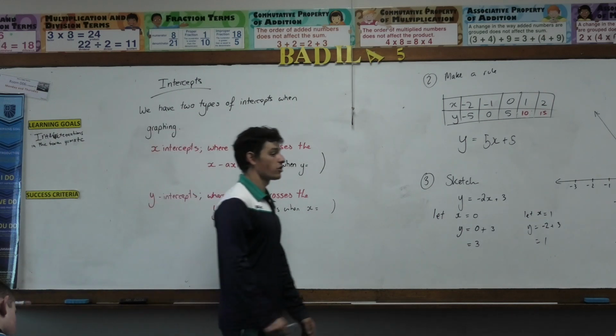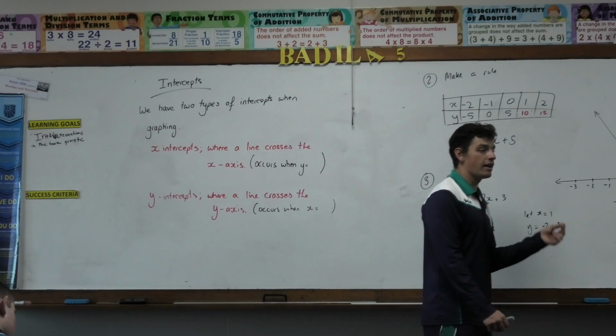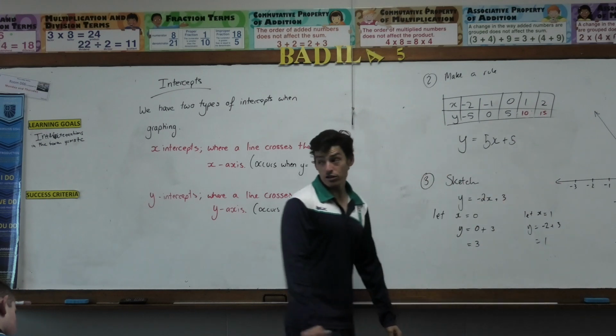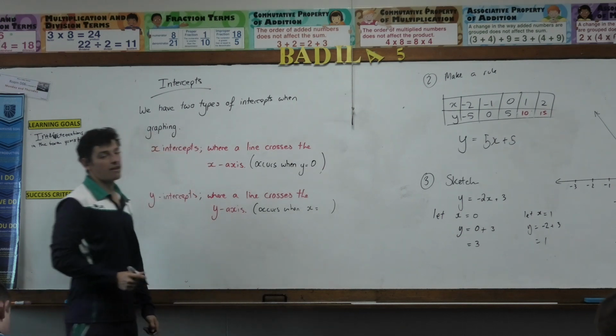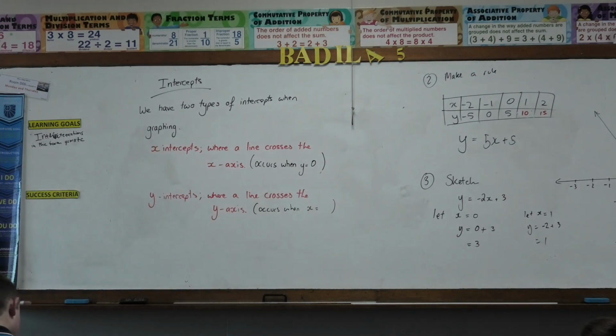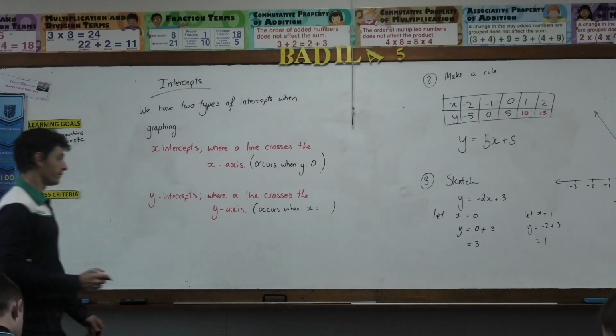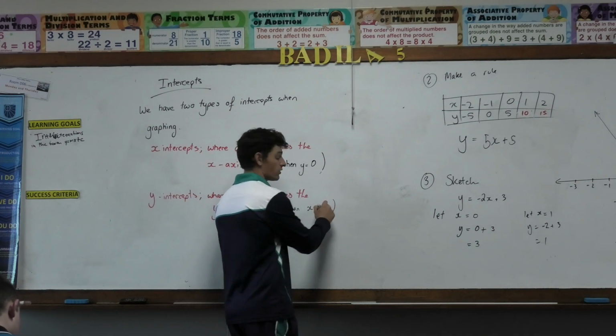Every x-intercept has occurred at some point when y equals 0. What about every y-intercept? Where has it occurred? At x equals 0. Does that make sense?